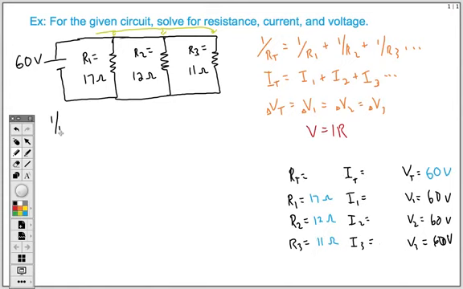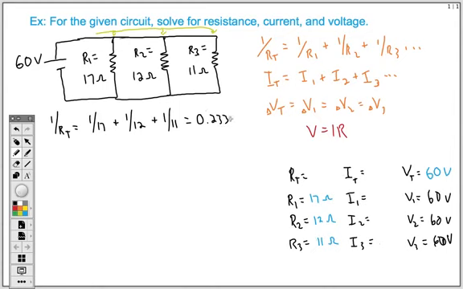So 1 over total resistance is going to equal 1 over R1, which is 17. We're going to add that to 1 over R2, which is 12. And we're going to add that to 1 over 11, which was our third resistor. Now, when we add up these three reciprocals, we end up with a decimal of 0.233.